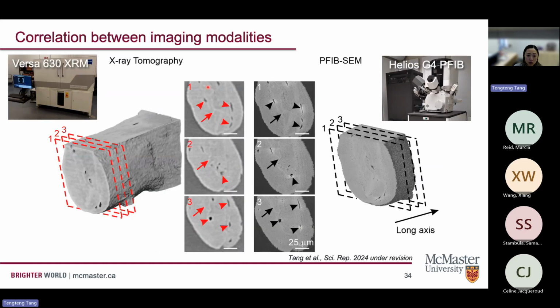And finally, we can also correlate the different imaging modalities, in this case between the XRM and the plasma FIB-SEM, where we can see the similarity between the two different imaging modalities based on the unique shape and location of those cells. But of course, the PFIB-SEM can provide much finer details and sharper images compared to the XRM. The limitation is, of course, the tissue volume, where the PFIB-SEM will have less imaging volume compared to what the XRM can provide.